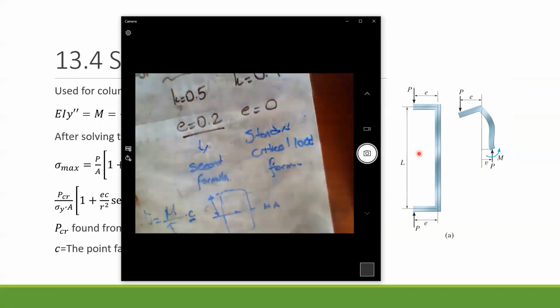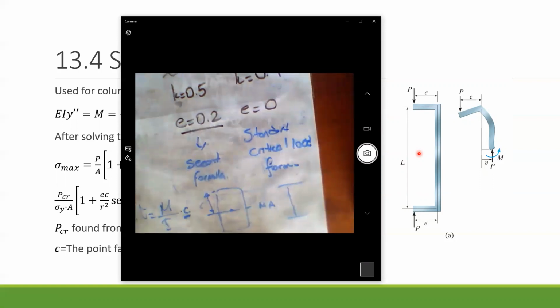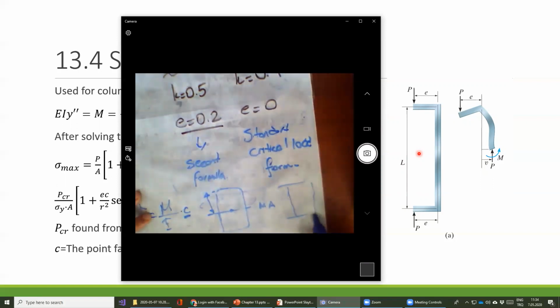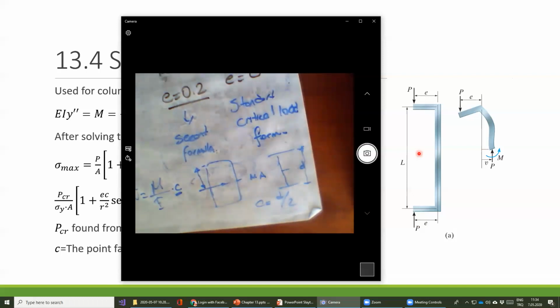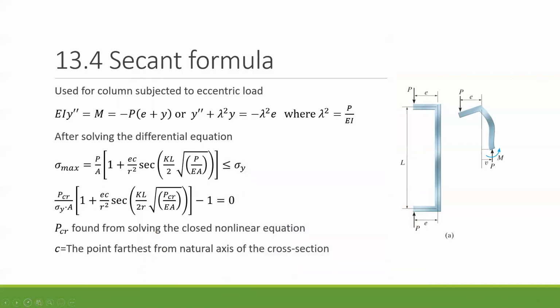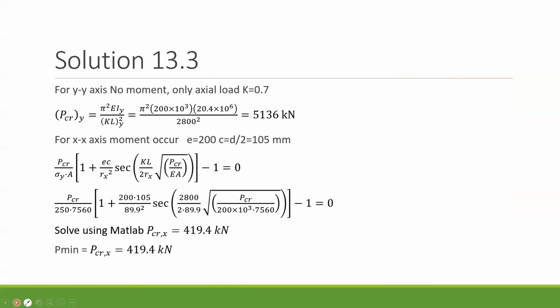Therefore, C. So our section is an I section in our question, and the depth is given in the question. So C is equal to half of the depth, therefore we will take D over 2 in our question. So I want to go back to our question. So C is equal to 105 millimeter. I'm working with millimeter and Newton in this question. Okay. And you know, our question is very complicated.